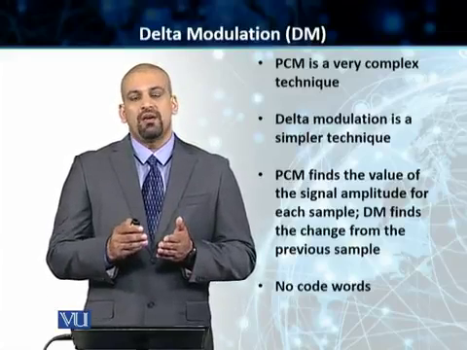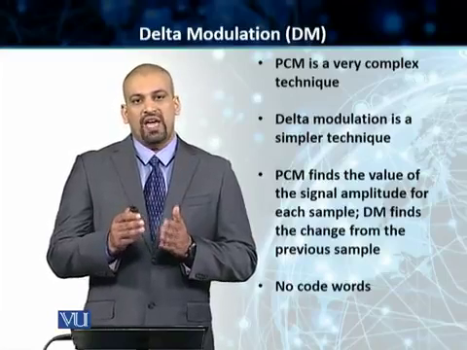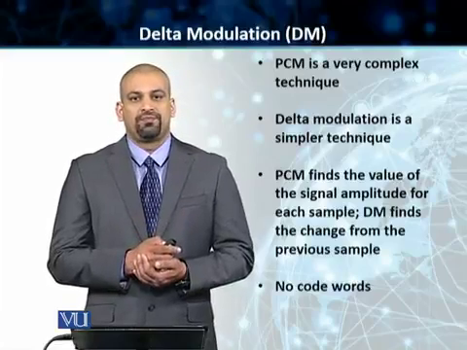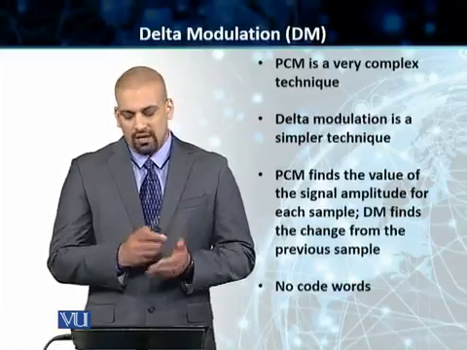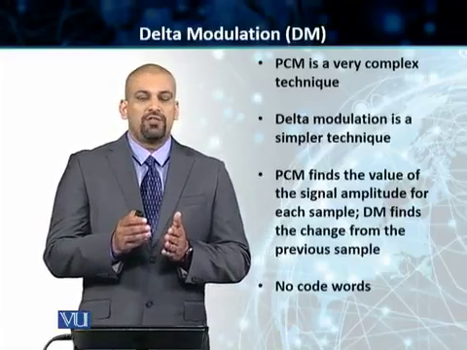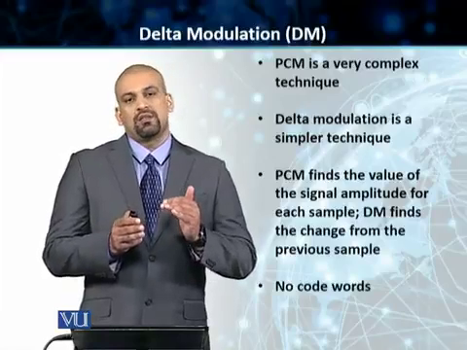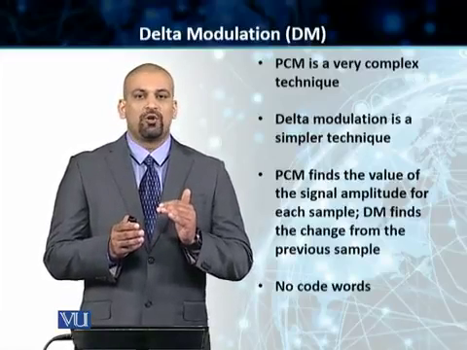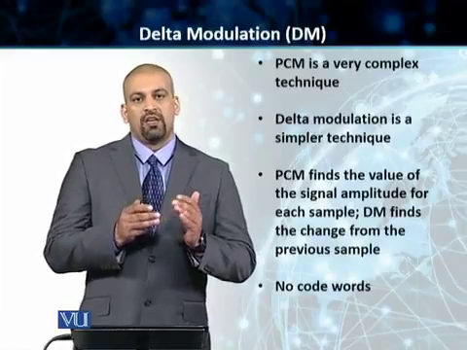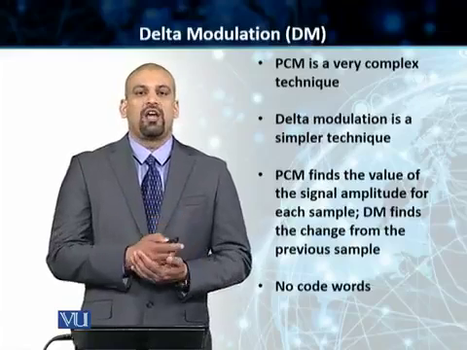Students, in PCM we work with the different pulses, and we work with the amplitude of each one of those pulses or samples. Students, in DM, delta modulation, we find the change from the previous sample. So we see what the signal is doing from one sample to the next, and based on that we try to create a delta modulated signal of that analog signal.